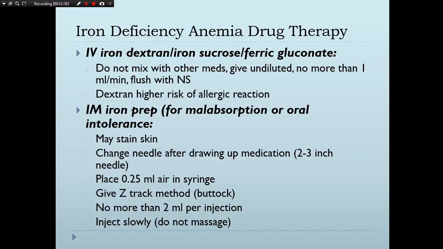In the event that we have to give an IM injection of iron, we're going to know that it could stain the skin and that it can be very irritating. So we're going to make sure we change the needle after drawing up the medication. We're going to use a big needle, at least 2 to 3 inches. We're going to give it via the Z-track method into the gluteal, and we're going to use no more than 2 mLs per injection. And we're going to inject it slowly, and we're not going to massage it afterwards.